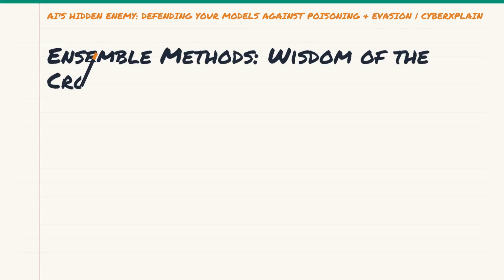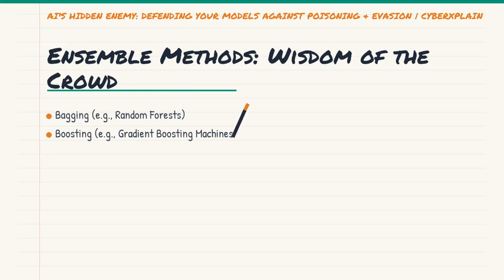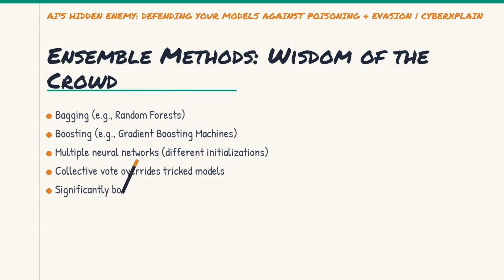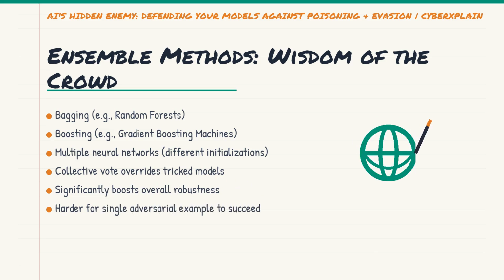Common ensemble techniques include bagging, like random forests, where multiple decision trees are trained on bootstrapped samples of the data, and boosting, like gradient boosting machines, where models are trained sequentially, each correcting the errors of the previous ones. For deep learning, we might train several neural networks with different initializations or slightly different architectures. When an adversarial example tries to trick one model, the others are likely to correctly classify it, and their collective vote helps override the single faulty model. This collective intelligence significantly boosts the overall robustness against evasion attacks.